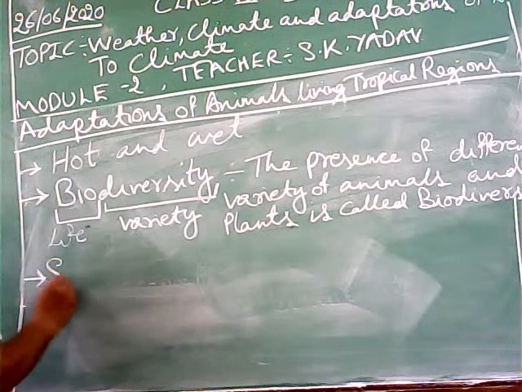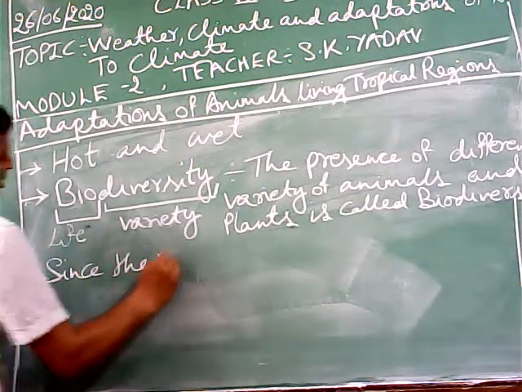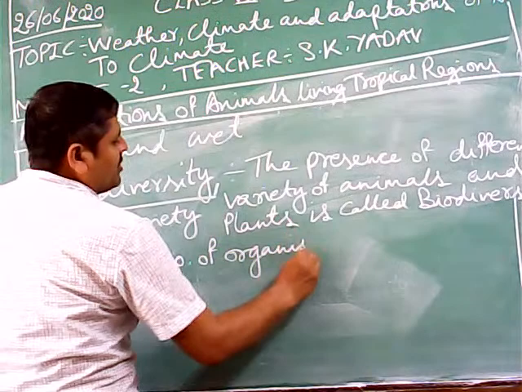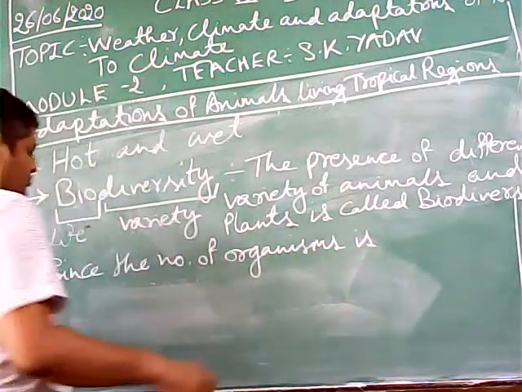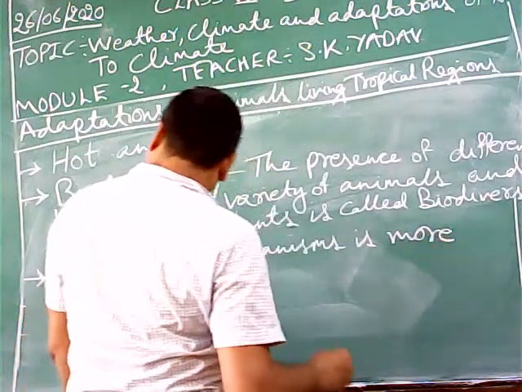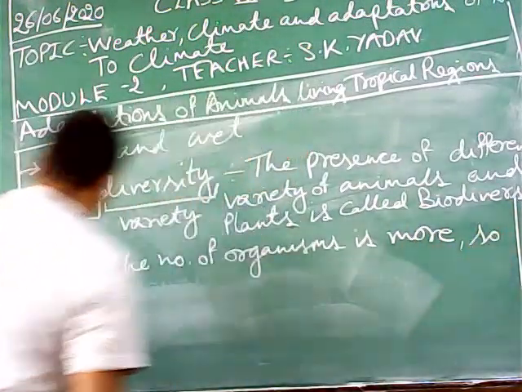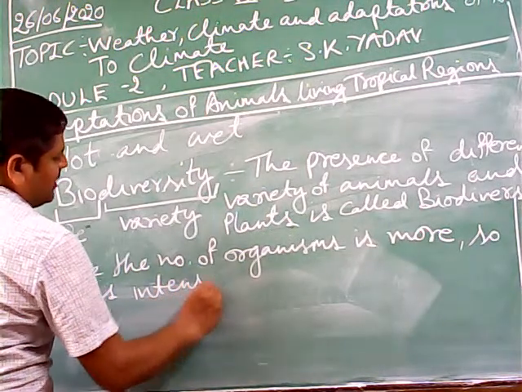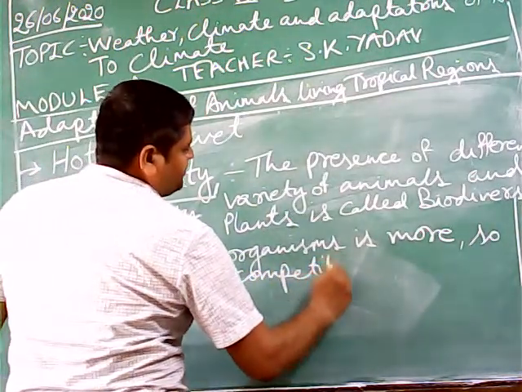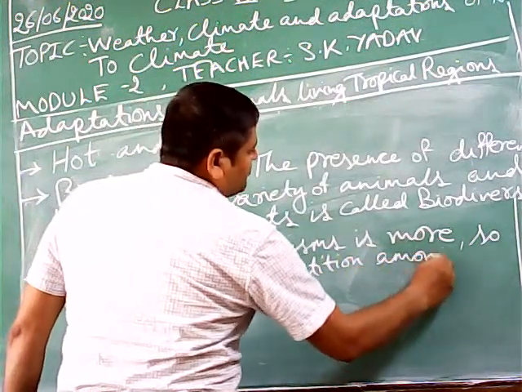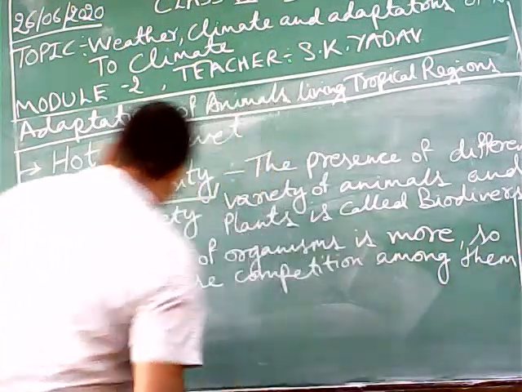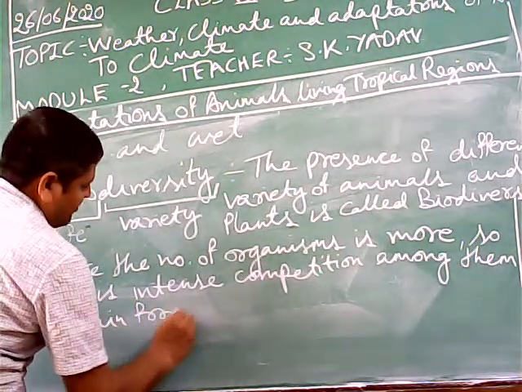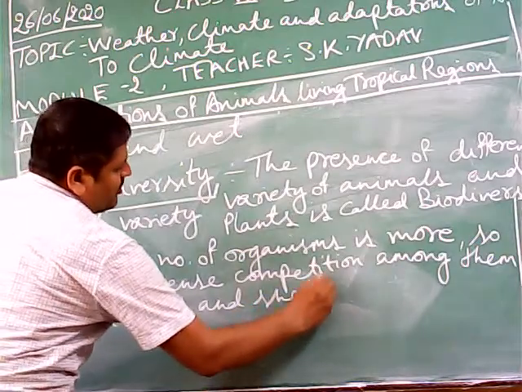Understand? So since the number of organisms is more, there is intense competition among them to obtain food and shelter. Okay?